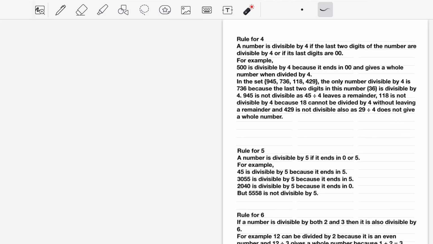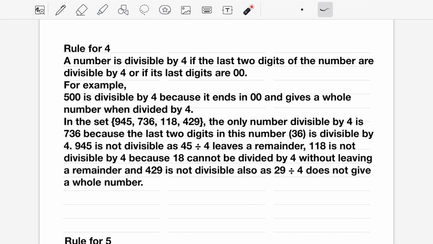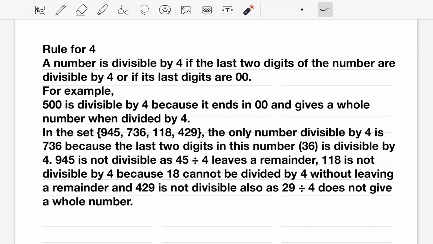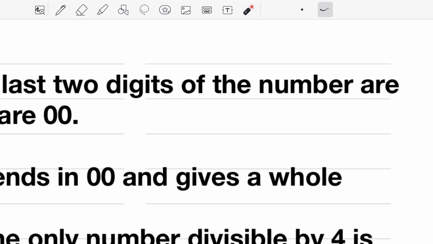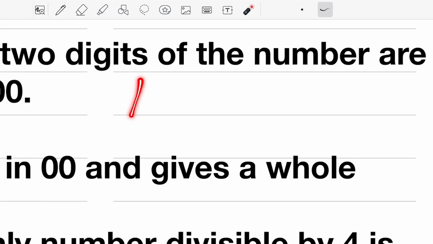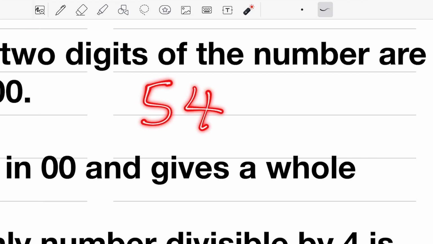So let's continue. The divisibility rule for 4. A number is said to be divisible by 4 if the last two digits are divisible by 4, or if the number ends with 2 zeros. So let's take a look at this number, 148. Actually, let's change that to 548.